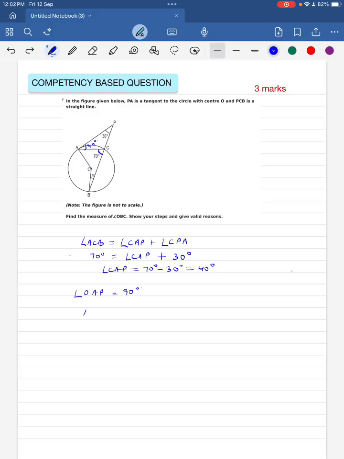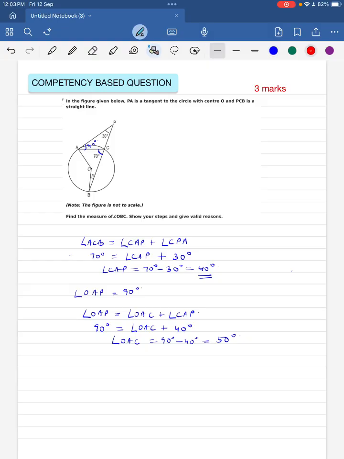So we know that angle OAP is actually the sum of angle OAC plus angle CAP. And OAP we know is 90 degrees. So that's equal to angle OAC plus angle CAP, which we found out as 40 degrees earlier. So I'll get the value of angle OAC as 90 minus 40, which is equal to 50 degrees.